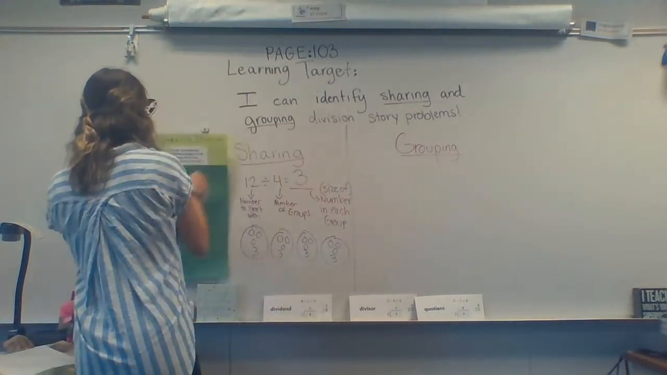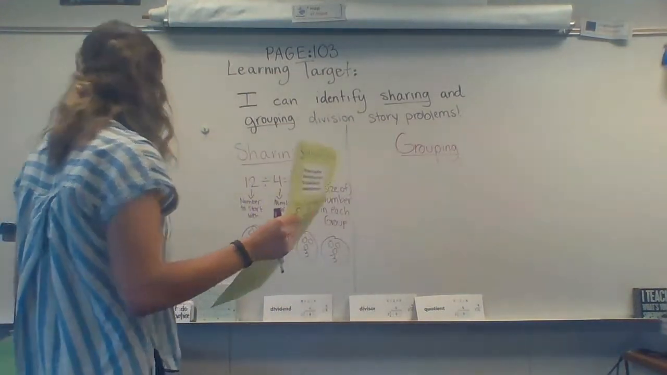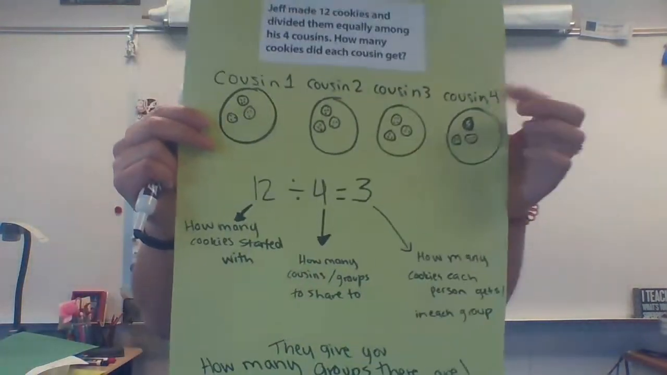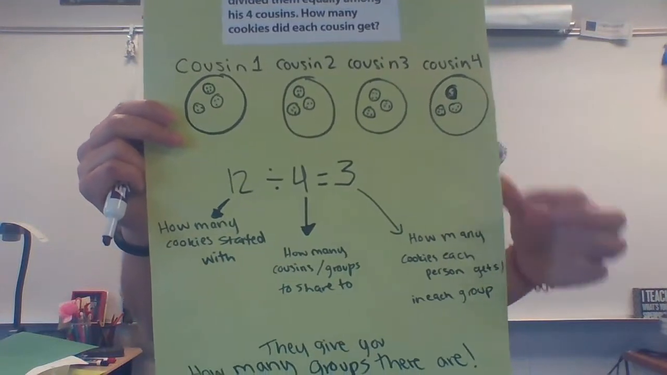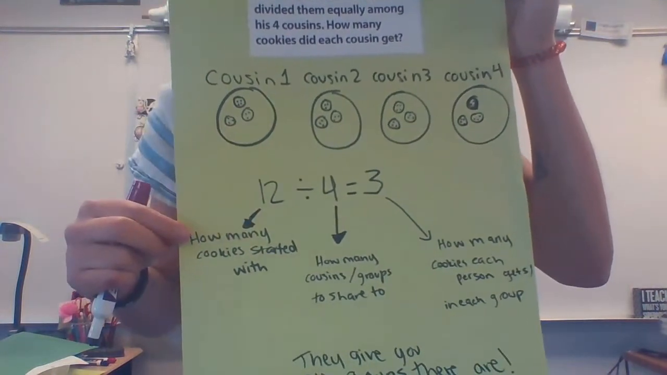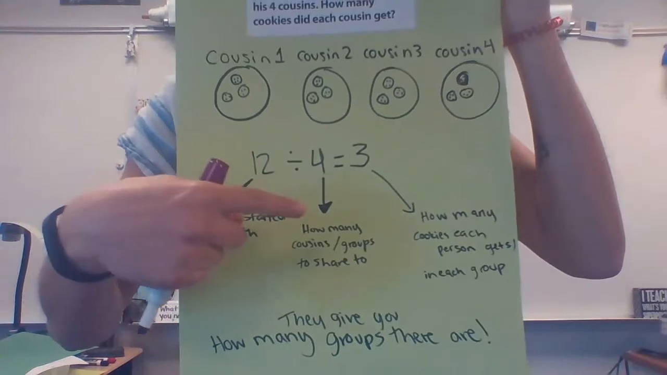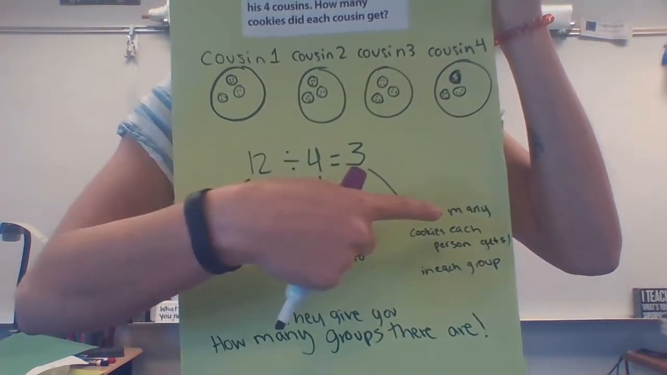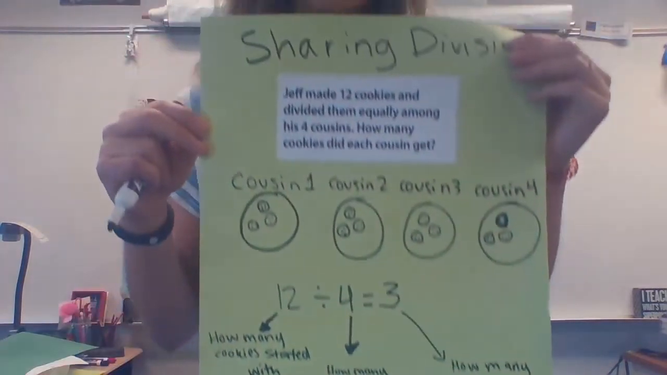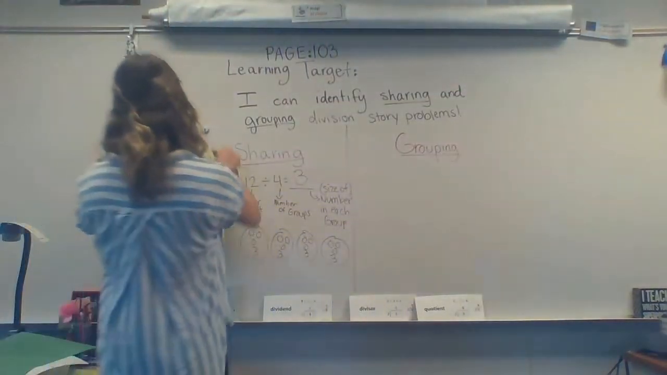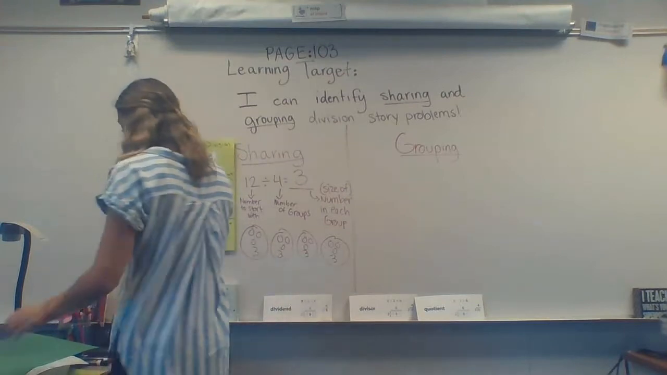Let's look over our poster. Very similar. 4 groups, cousin 1, 2, 3, and 4, each have 3 cookies. 12 is the number we started with. 4 was the number of groups we had, and 3 is how many in each group. So that's our sharing division. You're always looking for how many in each group.